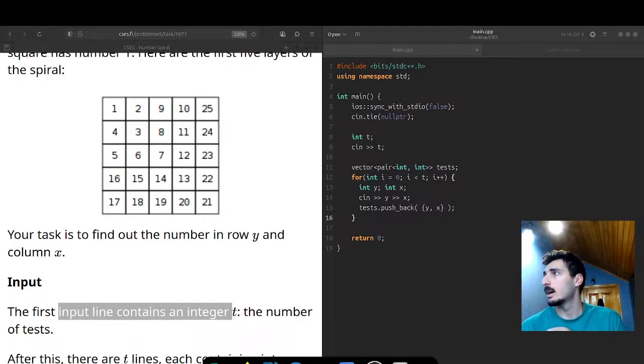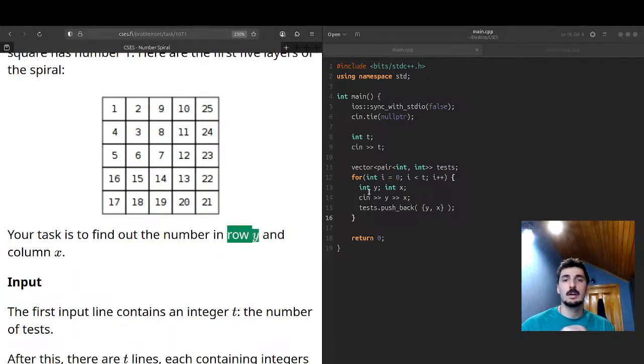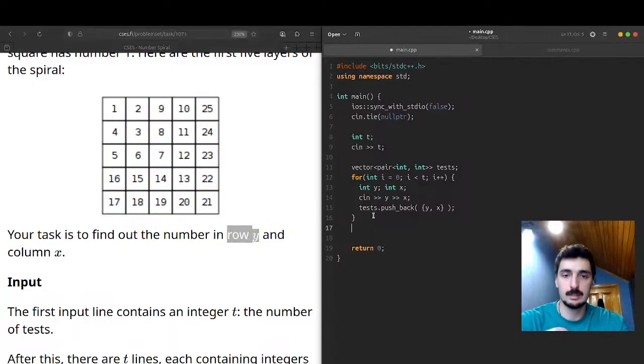And the task is to find out the number. So we have y and x. For t, auto t in tests.